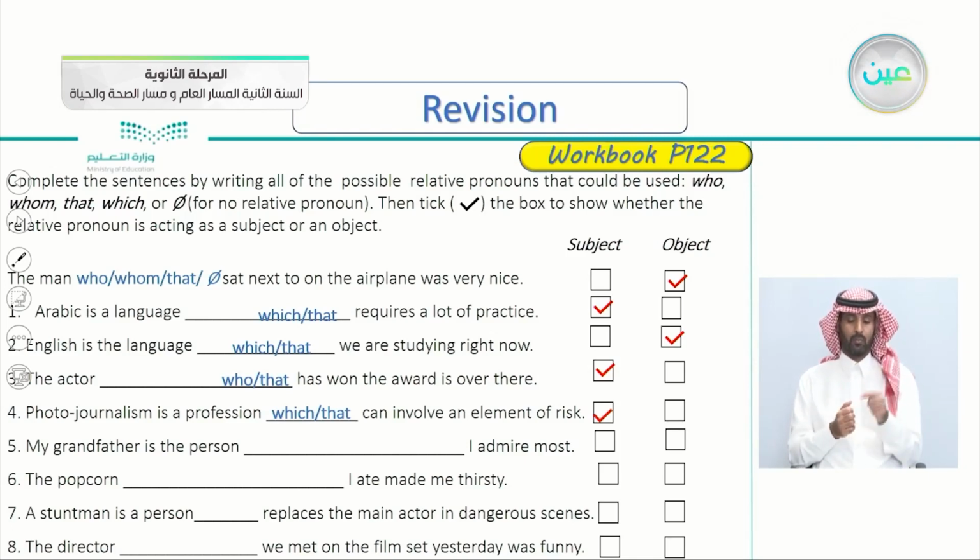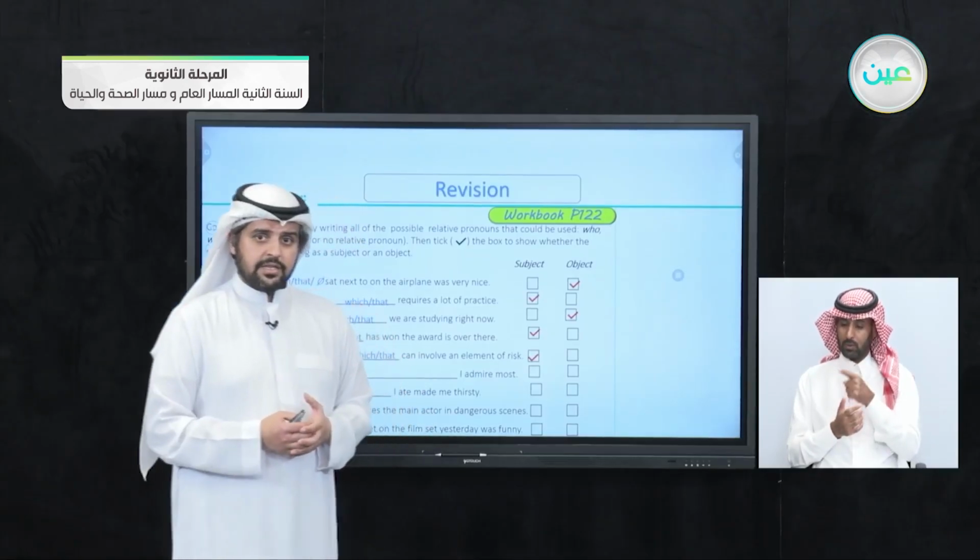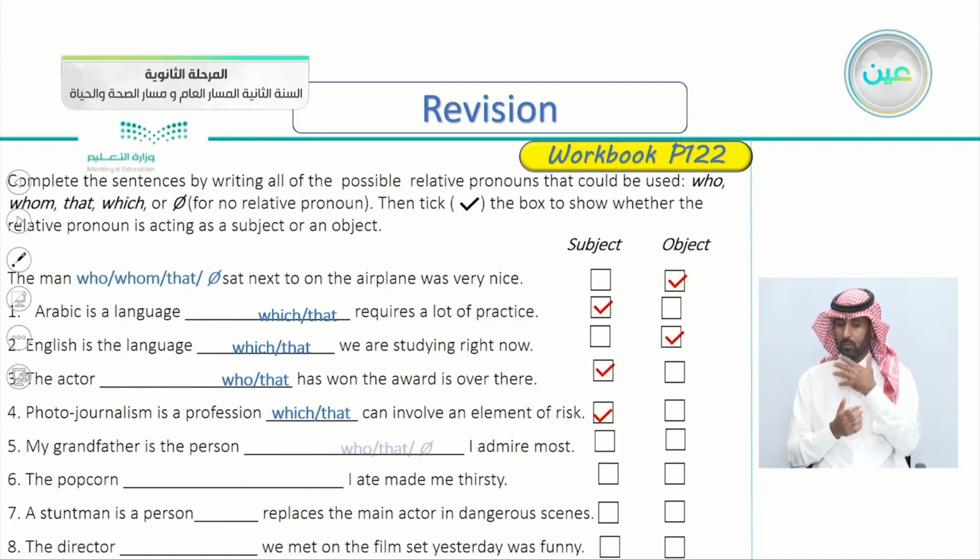My grandfather is the person I admire most. So we're talking about his grandfather here. So yes, we're talking about a person. We can say who, that, or the sign for no relative pronoun. And of course, it's an object, because the subject here is I admire the most, which means that we can omit it. We can say my grandfather is the person I admire most.